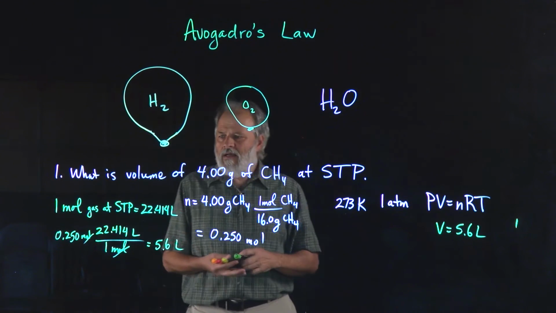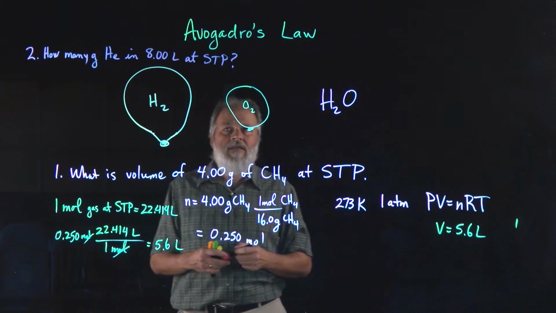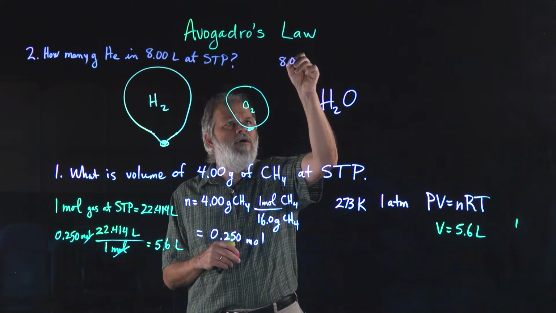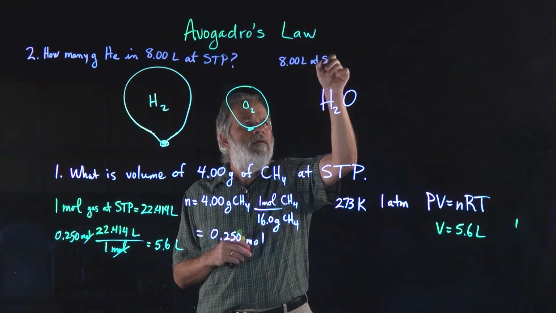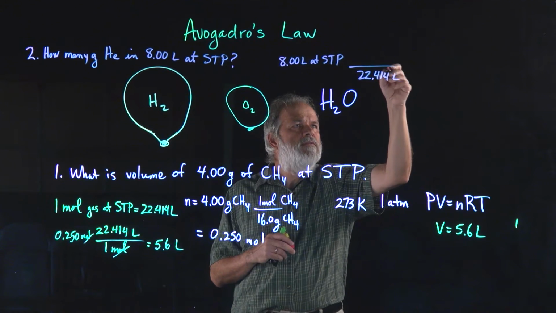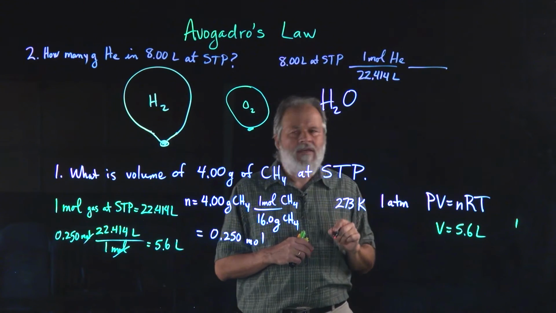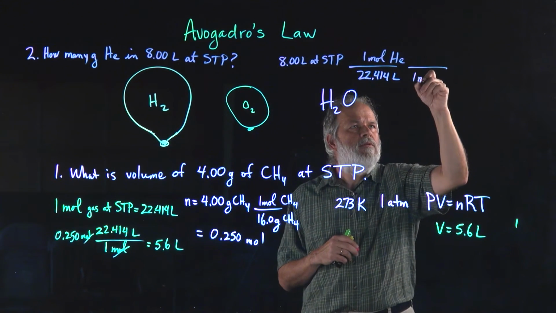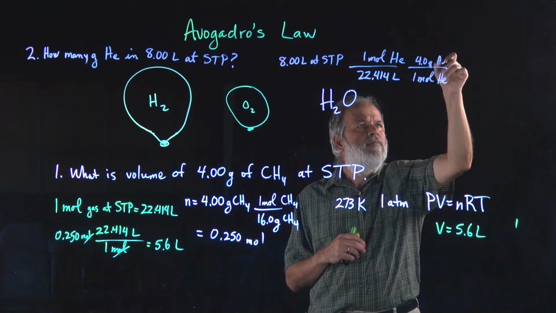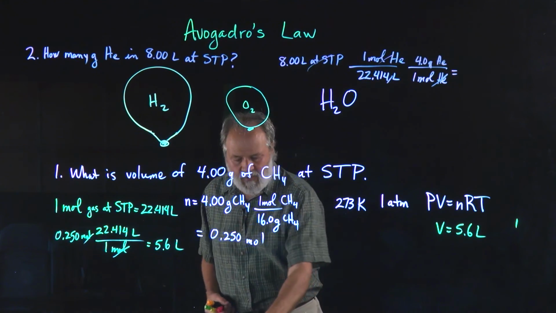Okay, and so a second problem would be just working it in reverse. So first thing to do is convert the liters to moles. We're just going to say 8.00 liters at STP. Multiply by 1 mole of helium over 22.414 liters at STP. And we'll go ahead and just convert the moles of helium to grams of helium. 1 mole of helium is 4.0 grams of helium. And just calculate all our numbers and we are done.